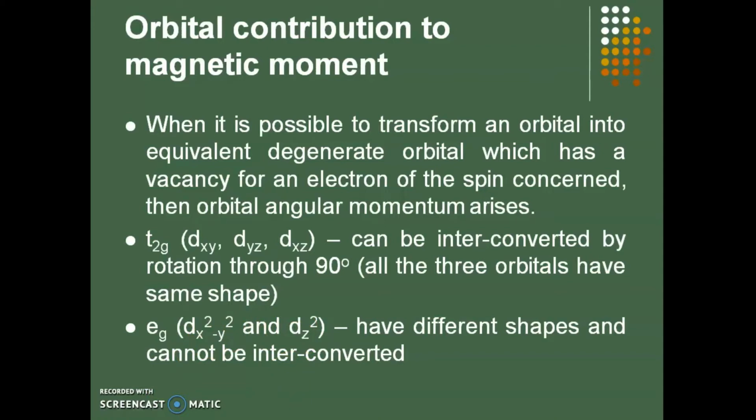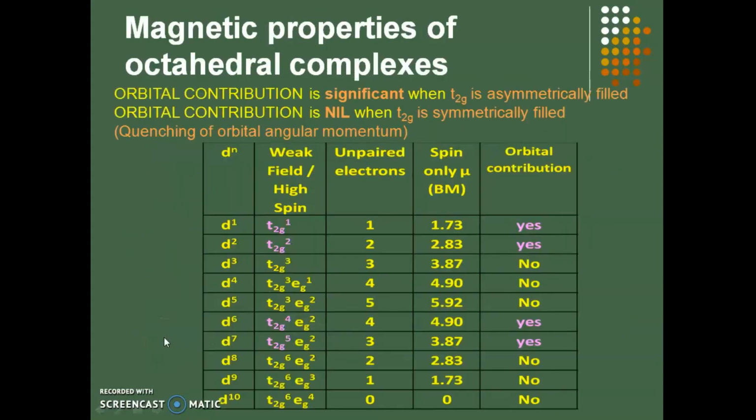So what do we understand from this slide? Here we understand that the orbital contribution of the magnetic moment comes only from the t2g orbitals and not from the eg orbitals. Now here we are going to see how the t2g orbitals are going to contribute towards the total angular momentum. Orbital contribution is significant when the t2g orbitals are asymmetrically filled.